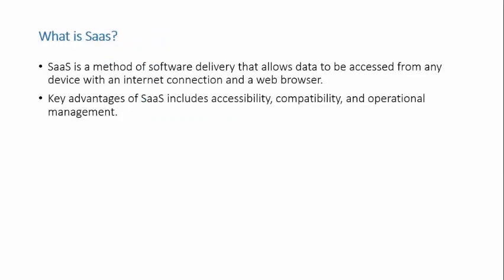Now we'll try to understand what it says. In our previous slide, we have seen that ServiceNow is a software as a service method. So what do you mean by SaaS? SaaS is a method of software delivery that allows data to be accessed from any device with an internet connection and a web browser.